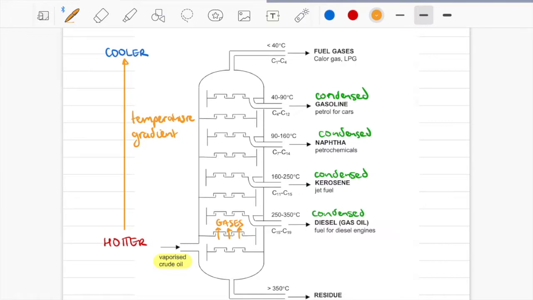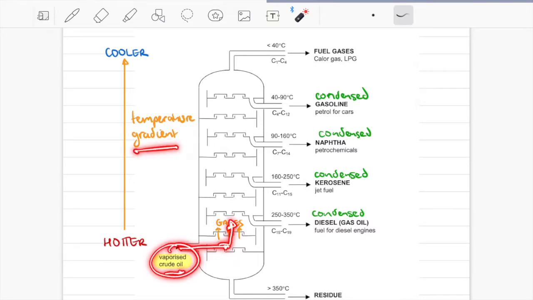So the crude oil, let's just do it again. The crude oil is vaporized. Crude oil is a mixture. That vapor then passes into a tower. You've got a hotter bottom and a colder top because, if you think about having a fire in a fireplace and a chimney, obviously it's cooler at the top of the chimney than it is down at the bottom. So we've got a temperature gradient.